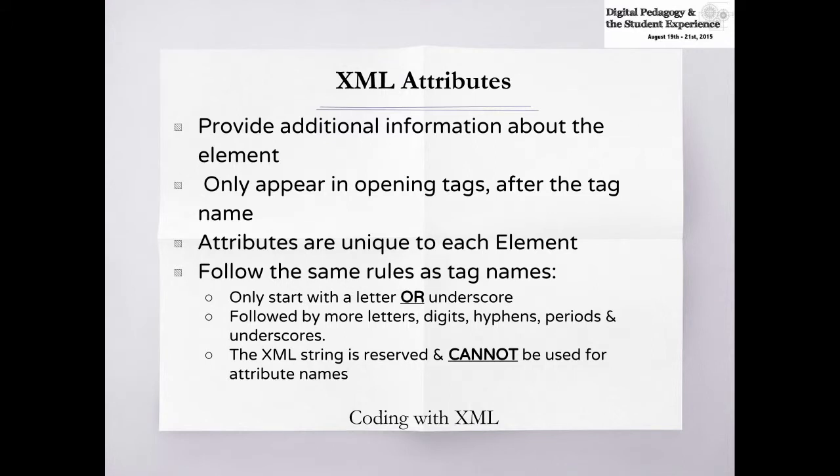Attributes provide additional information about the element or tag. They only appear in the opening tags after the tag name, and they are unique to each tag. The same attribute name cannot be used on more than one tag. They follow the same rules as tag names. They can only start with a letter or an underscore, followed by more letters, digits, hyphens, periods, and other underscores.